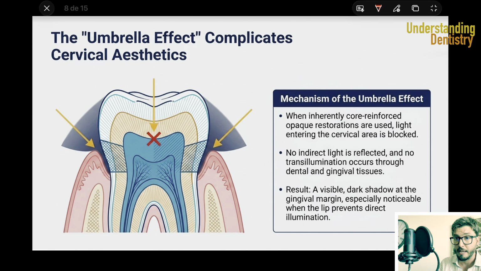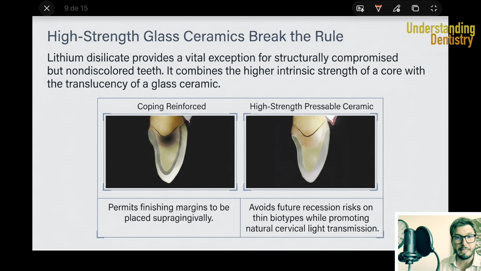The umbrella effect. So the mechanism of the umbrella effect: when core reinforced opaque restorations are used, light entering the cervical area is blocked. Okay, so this is also very important. No indirect light is reflected, and no transillumination occurs through dental and gingival tissues. So that's also a very important fact. Result, a visible dark shadow at the gingival margin, especially noticeable when the lip prevents direct illumination. All right, so all related to illumination, to the lightening effects of this restoration. So you need to consider all that as well.